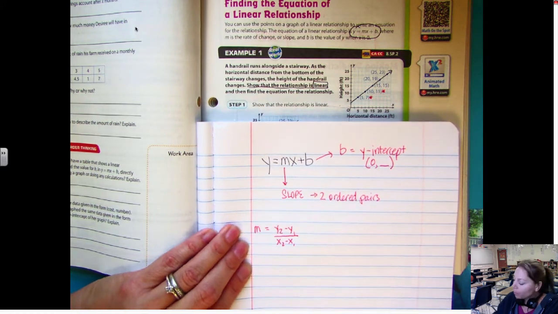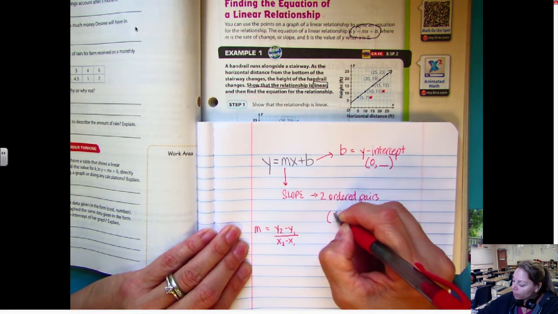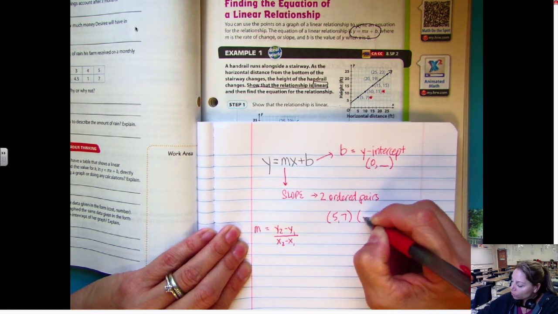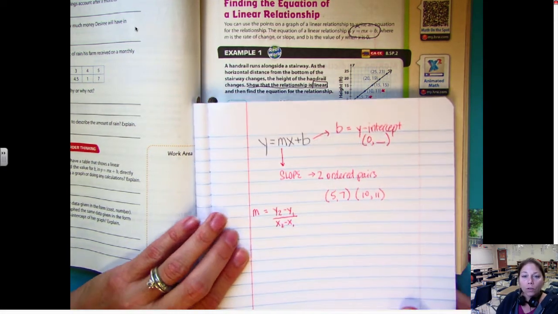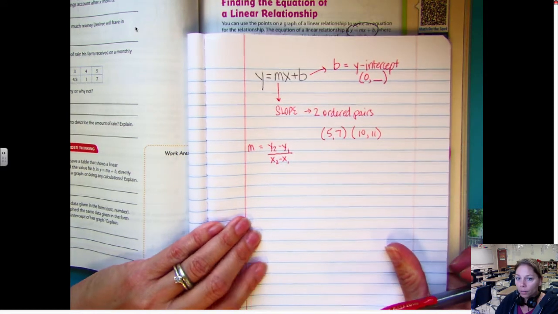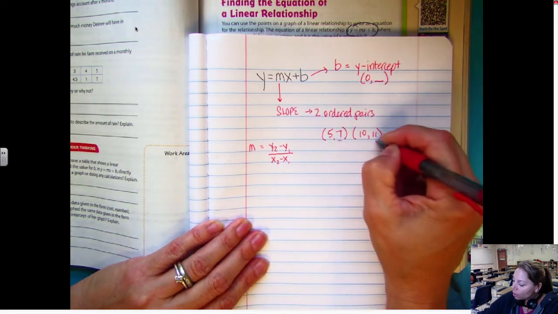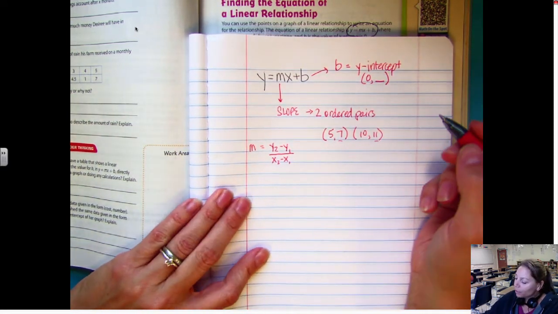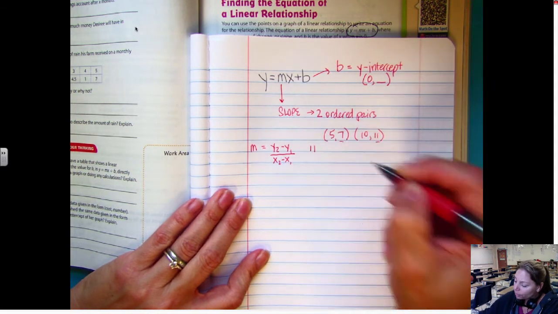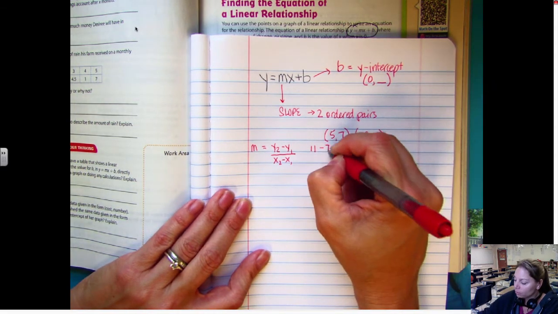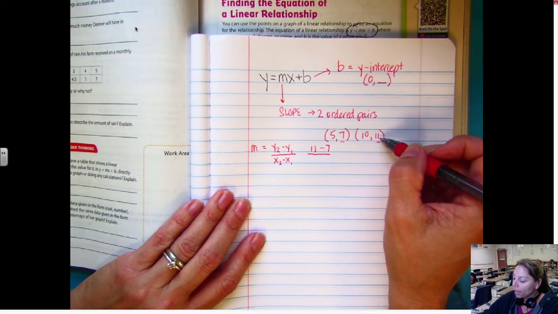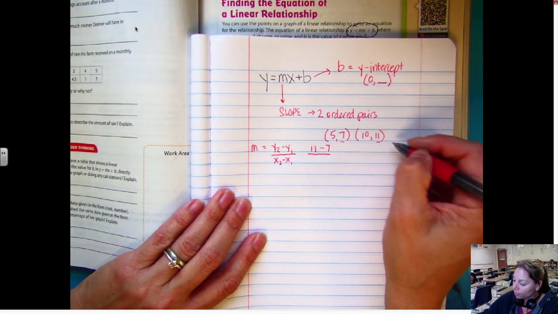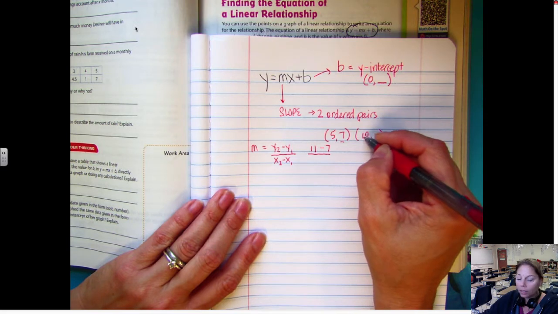And so remembering that our ordered pairs that I picked are (5, 7) and (10, 11), I'm going to substitute these ordered pairs into this formula and crunch the numbers to get my slope. So my y values are 7 and 11, and I always choose to put the bigger number in the front for the numerator. It's just my option. And then I'm going to divide that by 10 minus 5.